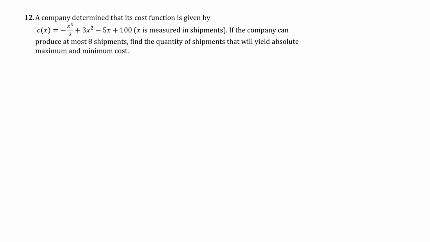So again, this is a problem where there's some stuff built in here because they say you can produce at most 8 shipments, and what they're not saying is that the least amount of shipments they can produce is 0. So you are on an interval here. You can produce at minimum 0 and at most 8. So this is a domain restriction we have. This means that we're going to be finding absolute max and min, which means finding critical values and then plugging them back into the original function along with the endpoints.